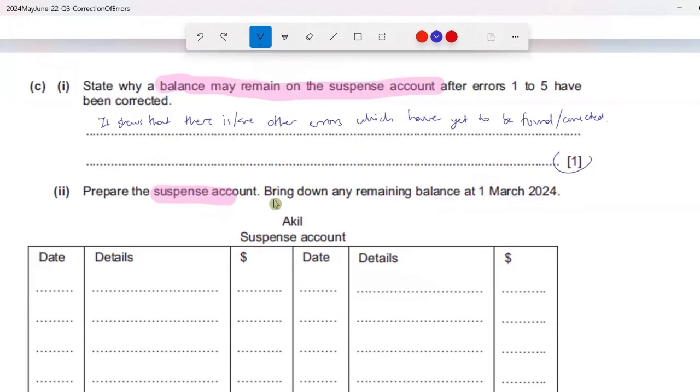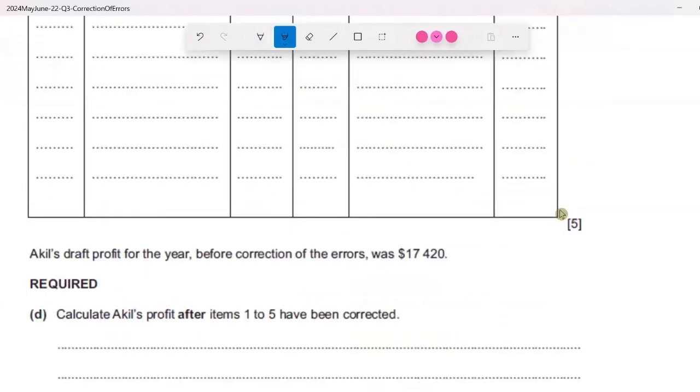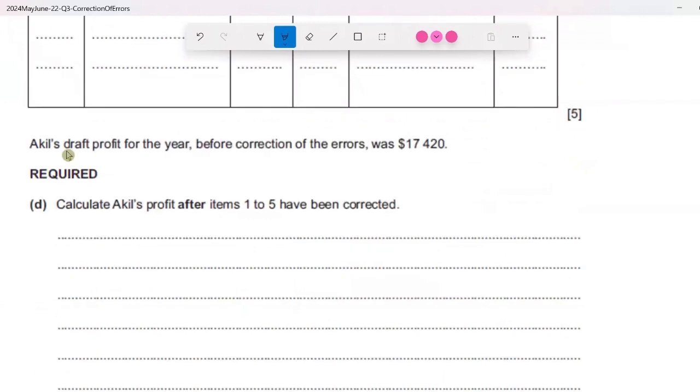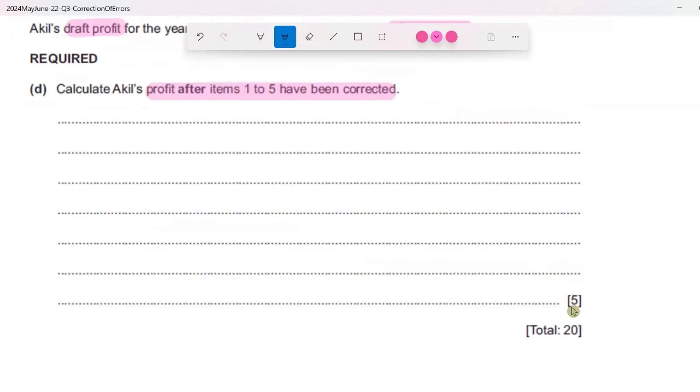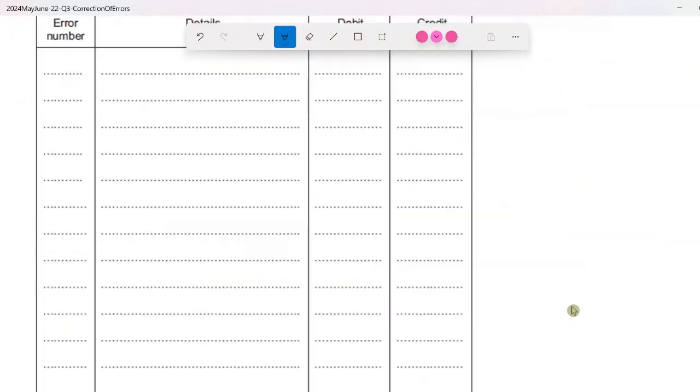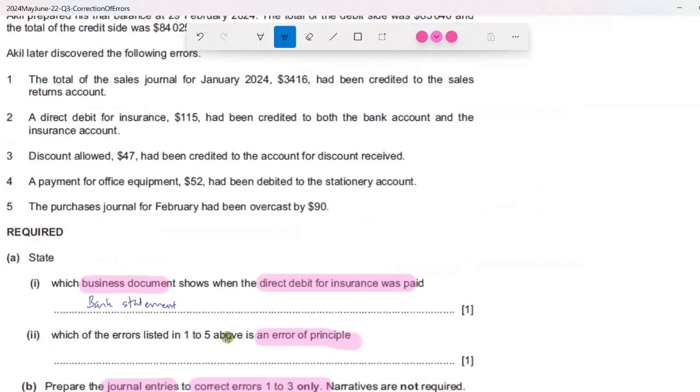Next, C2, we have to prepare the suspense account and bring down any remaining balance on 1st March 2024. Next part, Akhil's draft profit for the year before correction of errors was this amount. This is the draft profit before correction. Calculate profit after items 1 to 5 have been corrected. That's the end of the question. All right, let's begin to answer part A2. In order to answer part A2, we have to go through all these 5 errors.